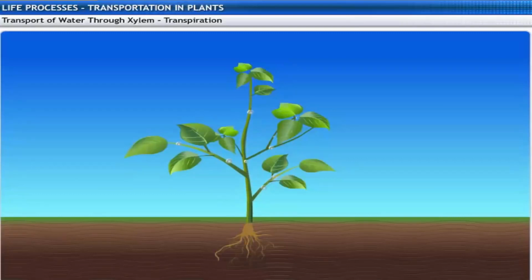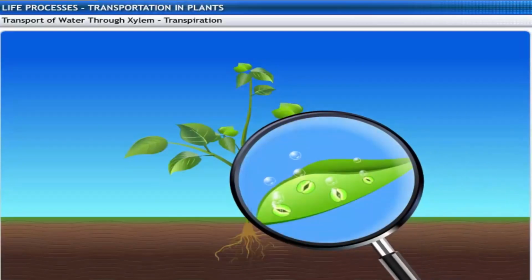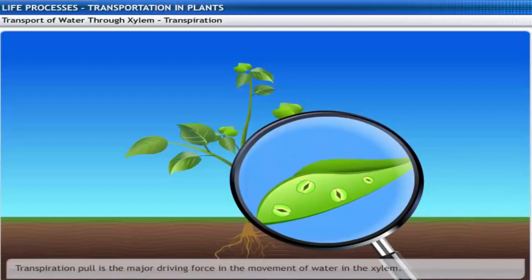Transpiration helps to cool the plants and to get rid of excess water. During the day, when the stomata are open, transpiration pull becomes the driving force in the movement of water in the xylem.